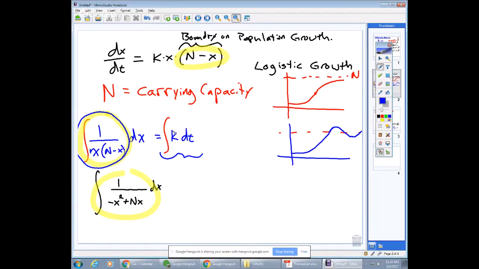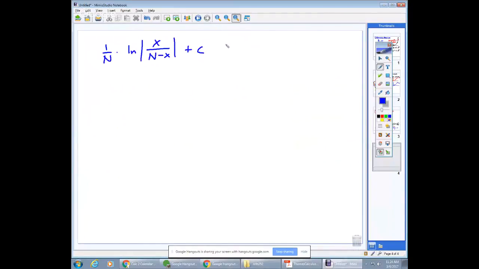So what's the integral of k with respect to t? Just be kt. So this is equal to k times t. Now we could do a plus some other constant here, but we'll just throw it all into 1. So just having a plus C on one side is sufficient.